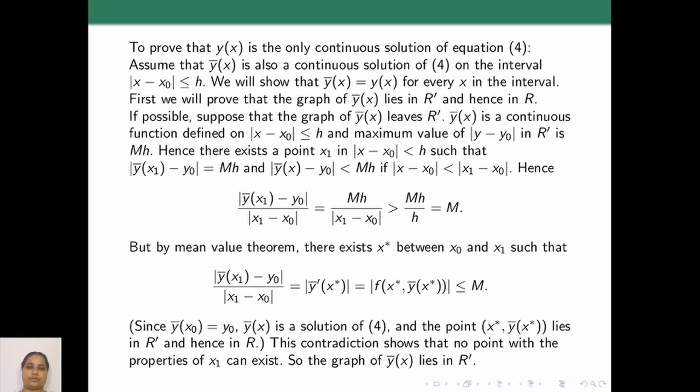So we have obtained two contradictory statements. First, we have obtained |ȳ(x1) − y0| / |x1 − x0| greater than M, and then we have obtained |ȳ(x1) − y0| / |x1 − x0| less than or equal to M. This contradiction shows that no point with the properties of x1 can exist. So the graph of ȳ(x) lies in R'.